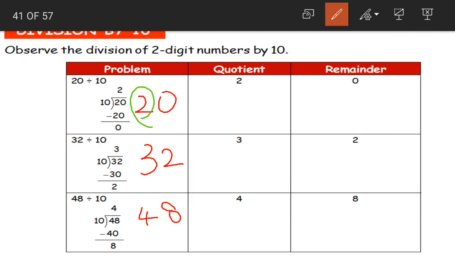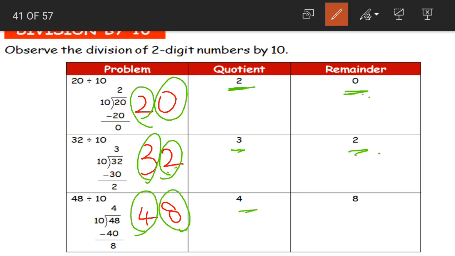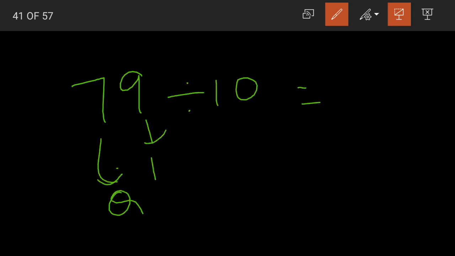So the first number here became the quotient and the digit in the units place became our remainder. See, 3 is our quotient, 2 which is in the ones place is our remainder. 4 is our quotient, 8 which is in the ones place is our remainder. Now what does this mean? Suppose I give a number 79 divided by 10. Yes, there is no need to divide. So 7 becomes our quotient, 9 becomes our remainder. That's it, children. Understood? The digit in the ones place becomes our remainder and the remaining digits become our quotient.